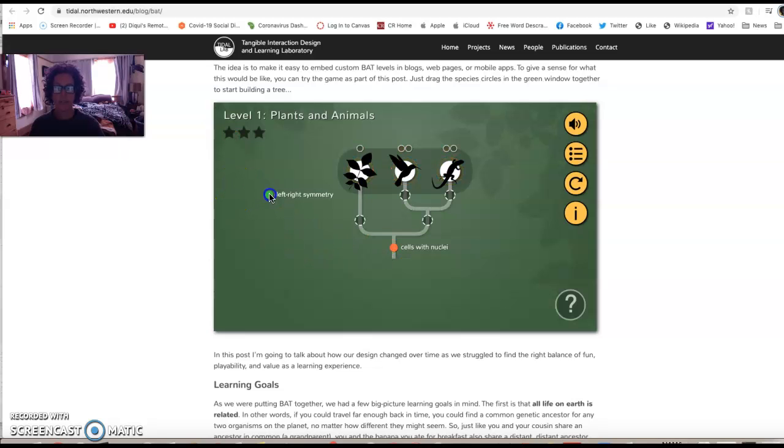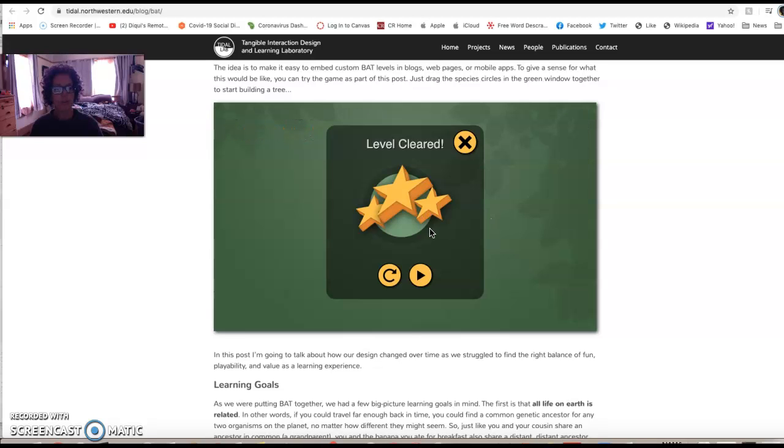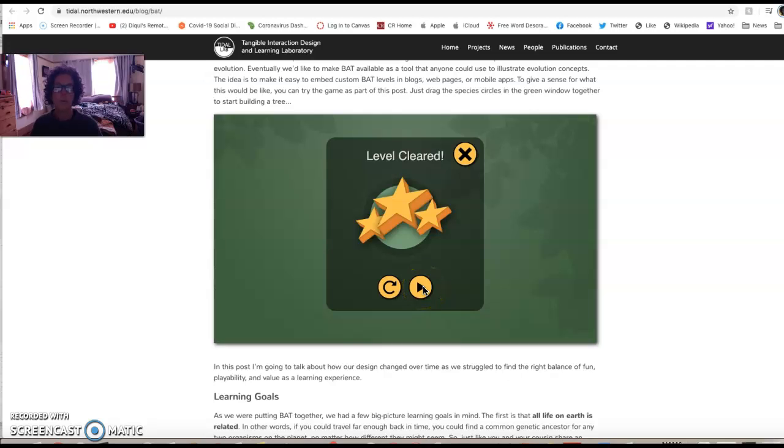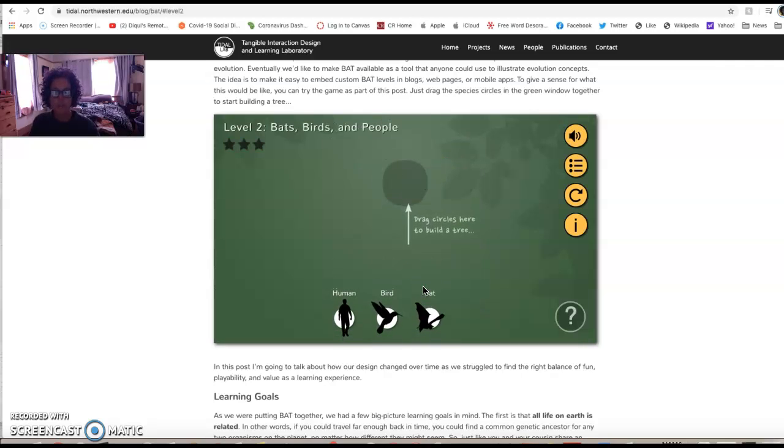And then left-right symmetry, I don't want to put it here because then I have nothing that's going over toward these organisms. So if I put the left-right symmetry over here, then we get that we are correct. I'll do one more, and then you'll be able to practice this.